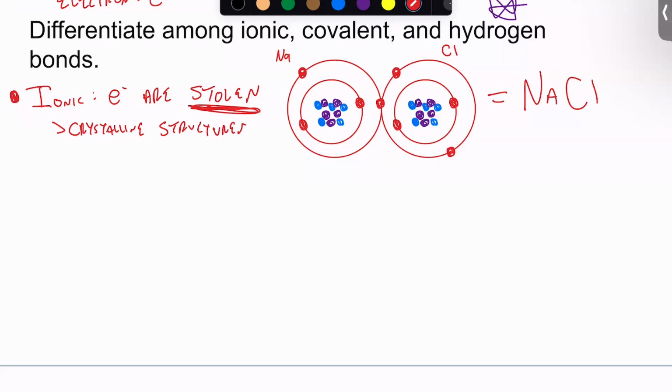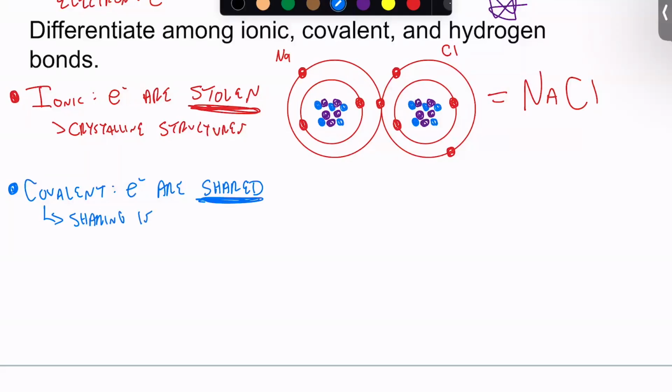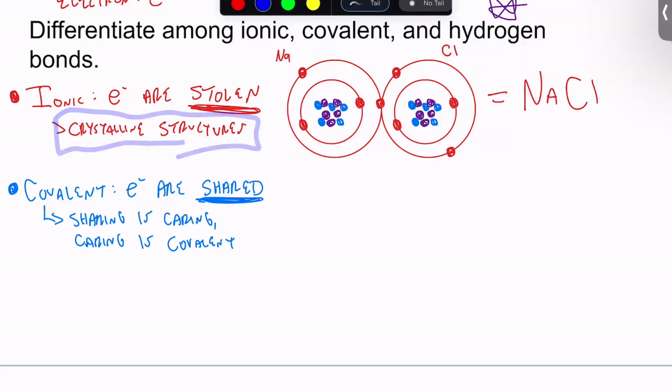Okay. Next we have covalent. Covalent bonds are where electrons are shared. My high school biology teacher said sharing is caring, caring is covalent. The same thing that happened up here will happen again, but we're not going to form this crystalline structure, and the electron is not going to be stolen. They're going to be sharing them. So two atoms will share that electron.